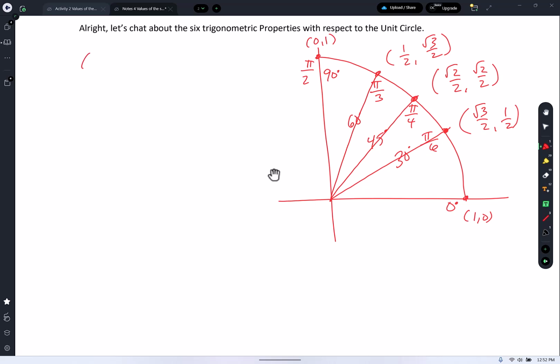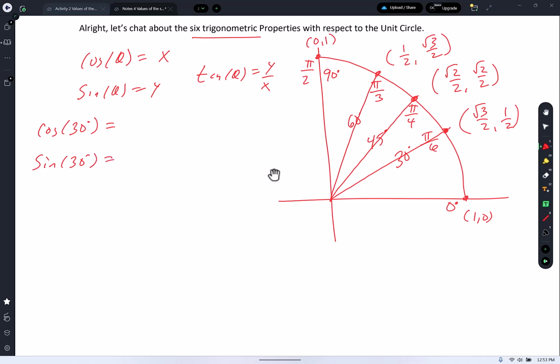And then remember what we said, that cosine theta is equal to your x value on the unit circle, sine theta is equal to your y value on the unit circle, and that tan theta is equal to y over x. This is always going to be true. It's just a ratio. So let's just focus on the 30-degree one. It says all 6 of them, right? So I'm going to write cosine 30 degrees, sine 30 degrees, tangent 30 degrees. Let's see, what else? Reciprocal cosine, secant 30 degrees, cosecant 30 degrees, and cotangent 30 degrees.